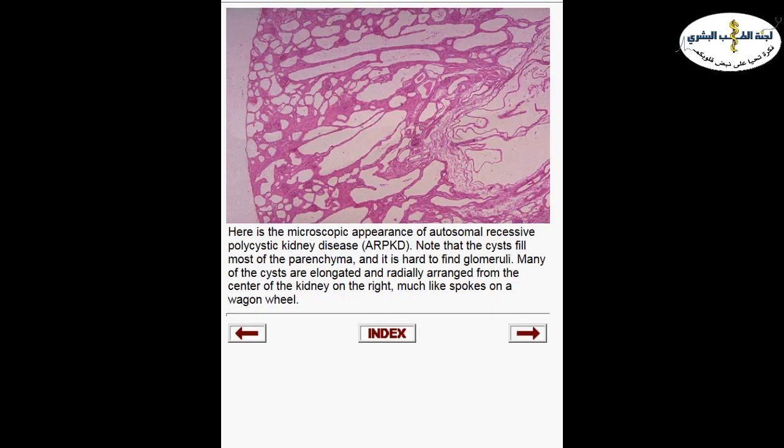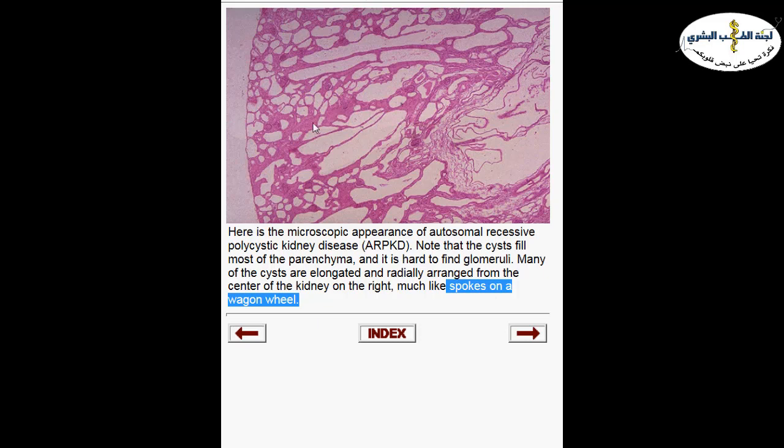If we look at the kidneys under the microscope, here we can see the cysts. They are variable in size, from very small, which we cannot appreciate grossly, to large cysts that were visible grossly on the cut section of the kidney. Most of these cysts are radially arranged. They have this radial arrangement toward the center, or towards the hilum of the kidney. They resemble spokes of a wagon wheel. So they resemble the spokes of a wheel, because of this radial arrangement.